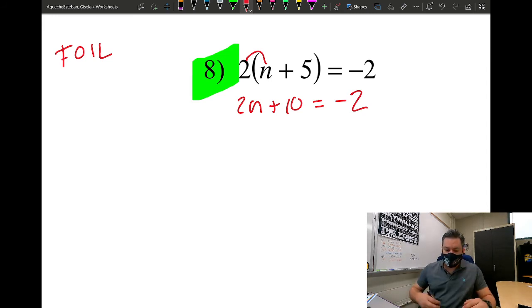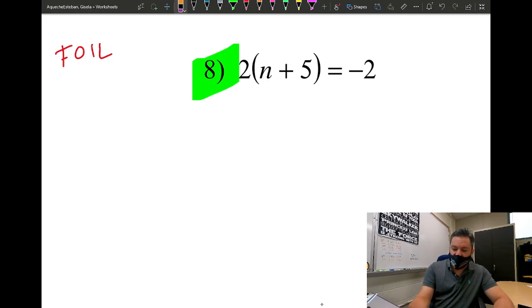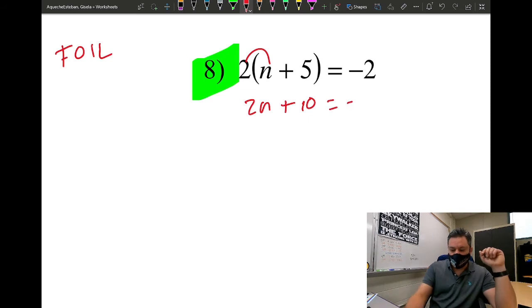Okay, again, let's do this again. I'm just going to multiply 2 by everything inside the parentheses. 2 times n, that's 2n. Both of them are positive, it stays positive. 2 times 5 is 10. Both of them are positive, it stays positive. On the other side, I don't have to do anything. Now it's a simple equation. First step, subtract 10, subtract 10.